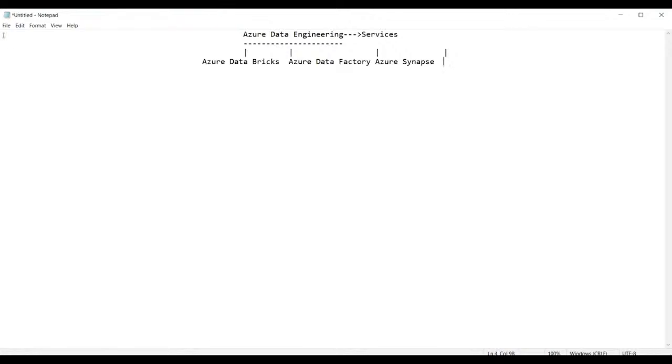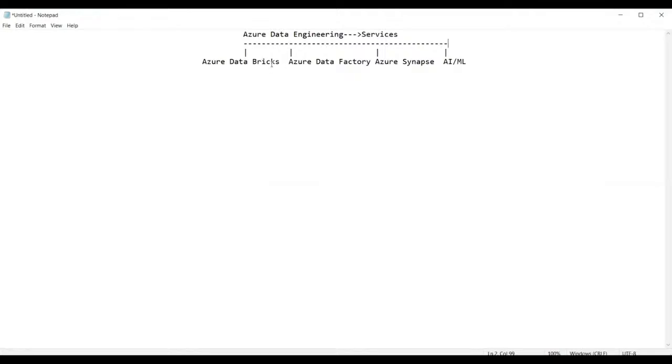We have Azure Artificial Intelligence, AI, or else we can also refer to it as ML, that is called machine learning. These all are the services packed into Azure Data Engineering. That means data engineering means end-to-end solutions for the data.